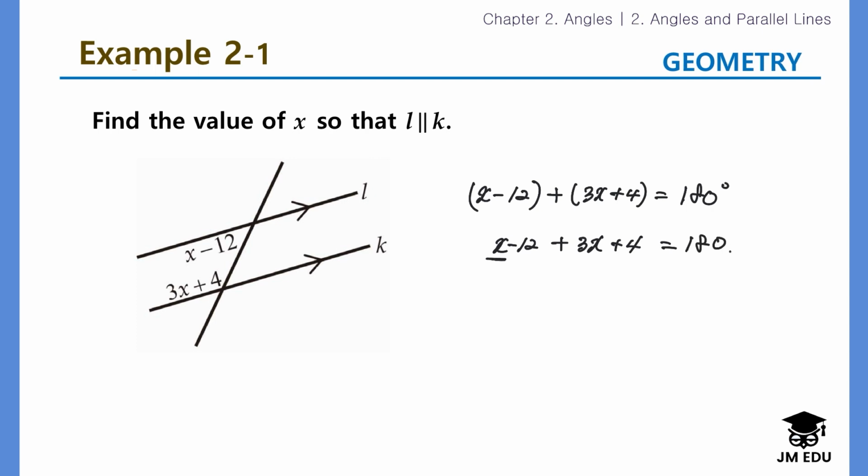Like terms, x plus 3x, 4x. Minus 12 plus 4, that's minus 8. That is 180. So 4x is equal to, plus 8 each side, 188. Right? So dividing by 4 on both sides gives us x, right? X is equal to 47.